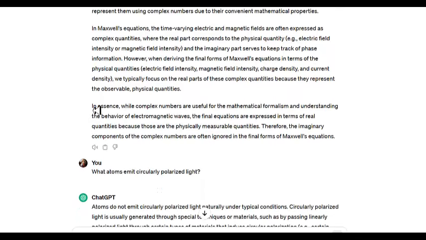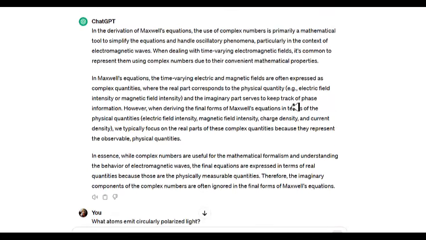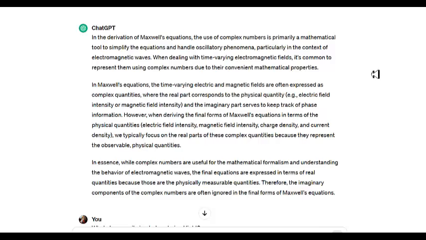And so finally it says, in essence, while complex numbers are useful for their mathematical formalism and understanding the behavior of EM waves, the final equations are expressed in terms of real quantities because those physical quantities are measurable quantities. Therefore, the imaginary components of the complex numbers are often ignored in the final forms of Maxwell's equations. Now, I personally don't think it's a good idea to ignore the imaginary component of the complex number.